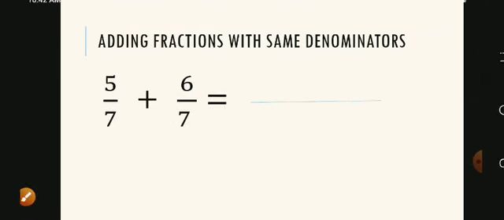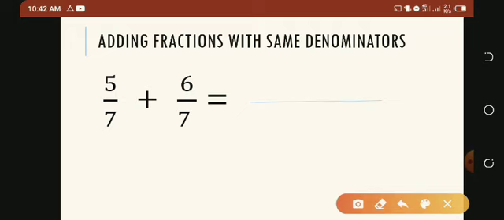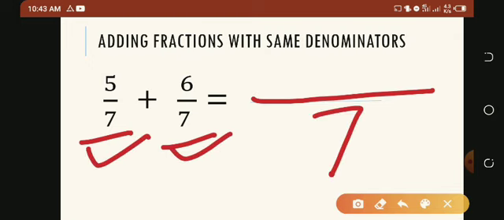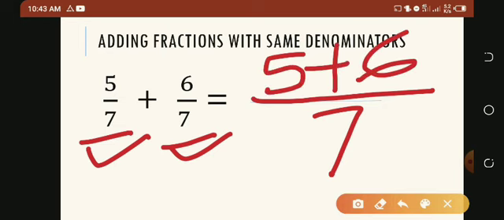This is another example. Adding fractions when the denominators are the same, 7 and 7. So the first thing to do is to draw your line. Pick your common denominator, which is what? 7. And then you say 5 plus 6, which is 11. Your final answer will be 11/7. I'm supposed to convert this back to a mixed fraction, but since it's for lower primary, let me leave it like that. 11/7.